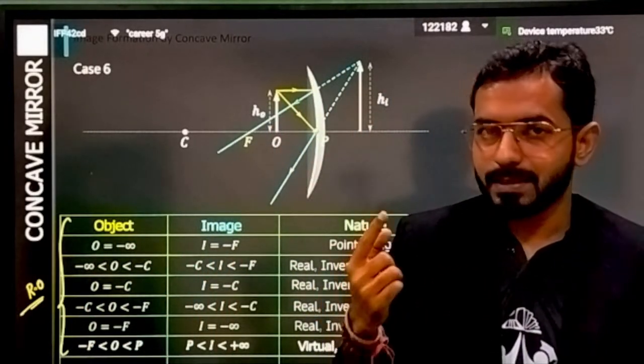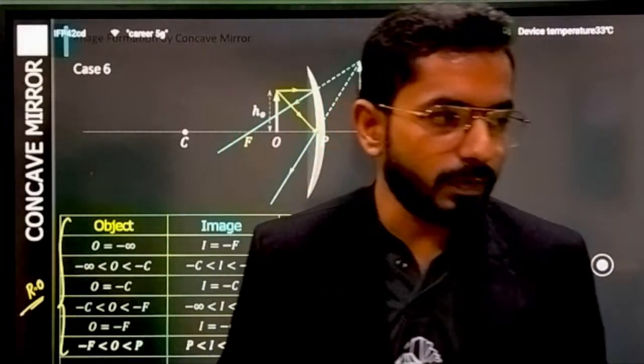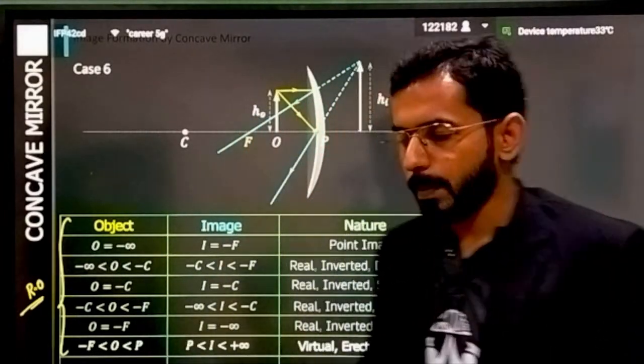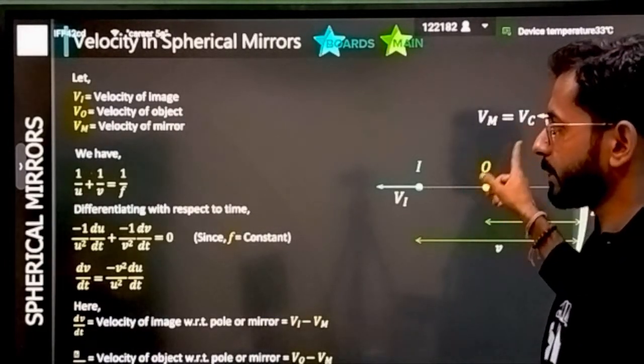And what about the size? Size is enlarged and erect, not inverted, it is erect. It is the only case where this kind of thing is happening. So it is an important case also. So I hope that you are remembering all these results.